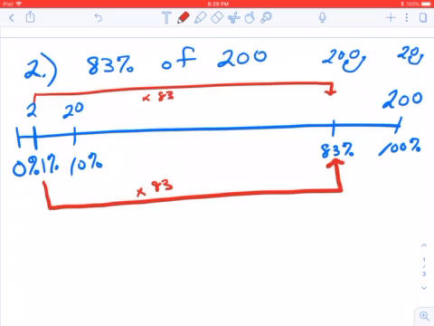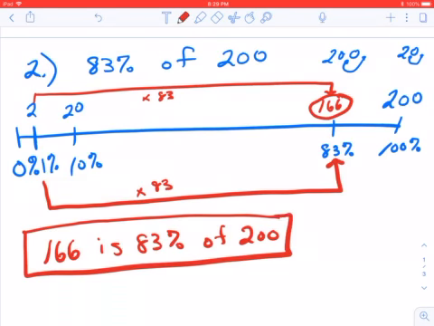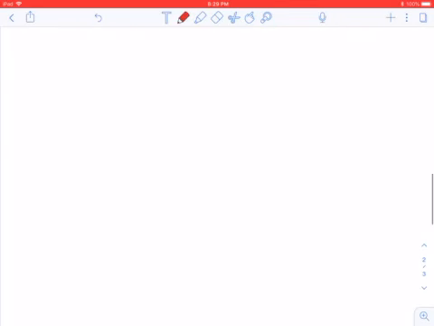And what does it come out to? Yep, 166. So 166 is 83% of 200. That is your answer. Okay. All right, let's go back to blue.